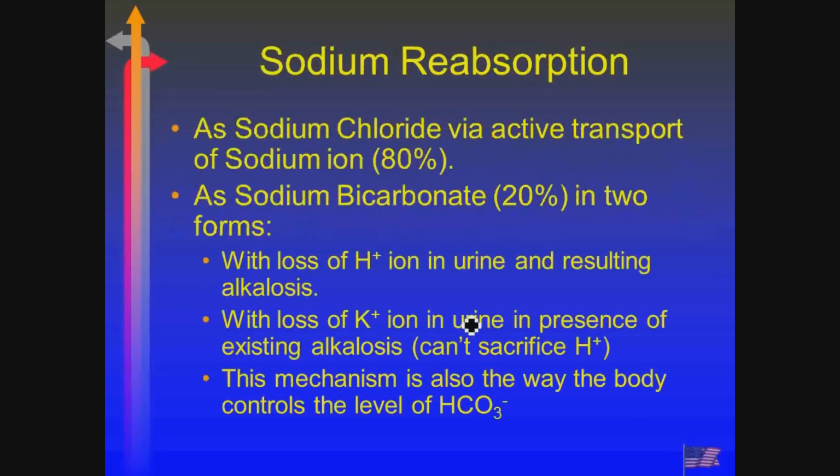Okay. I think this is what we just talked about. Sodium chloride via active transport. Another 20% is sodium bicarbonate, and that can exist either with the loss of hydrogen ions or loss of potassium ions. This, by the way, is the way the kidney also regulates bicarbonate ions themselves. So if it needs to retain or dump bicarbonate ions, it does it through using that secondary sodium. It does it by allowing the bicarb to not be reabsorbed, or reabsorbs excess if it happens to have an acidosis.